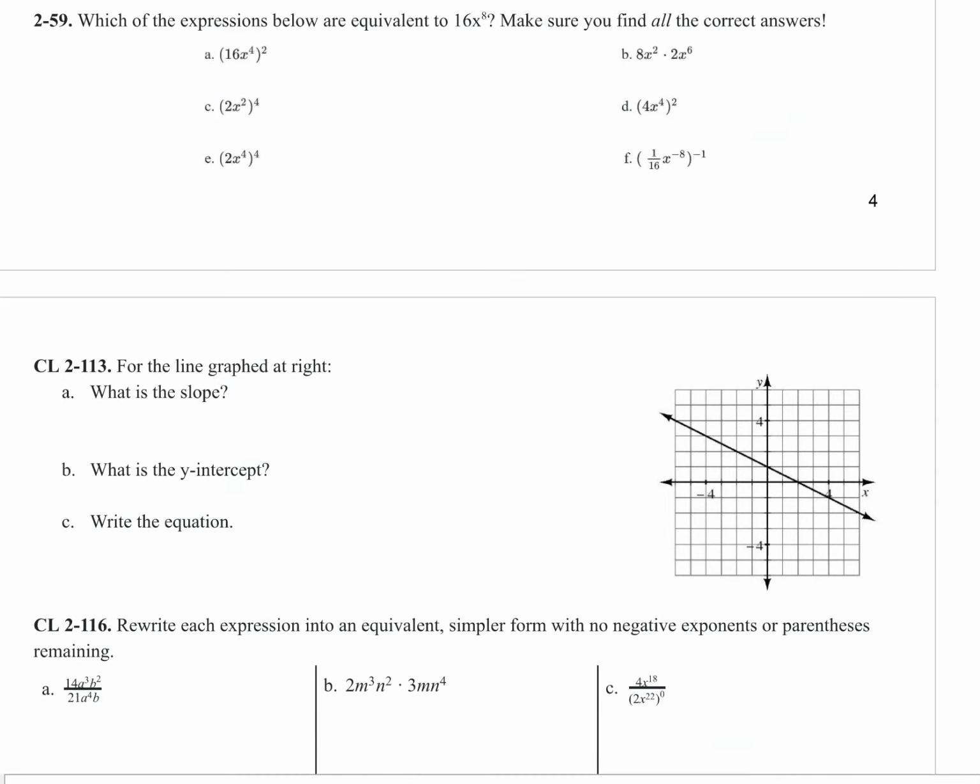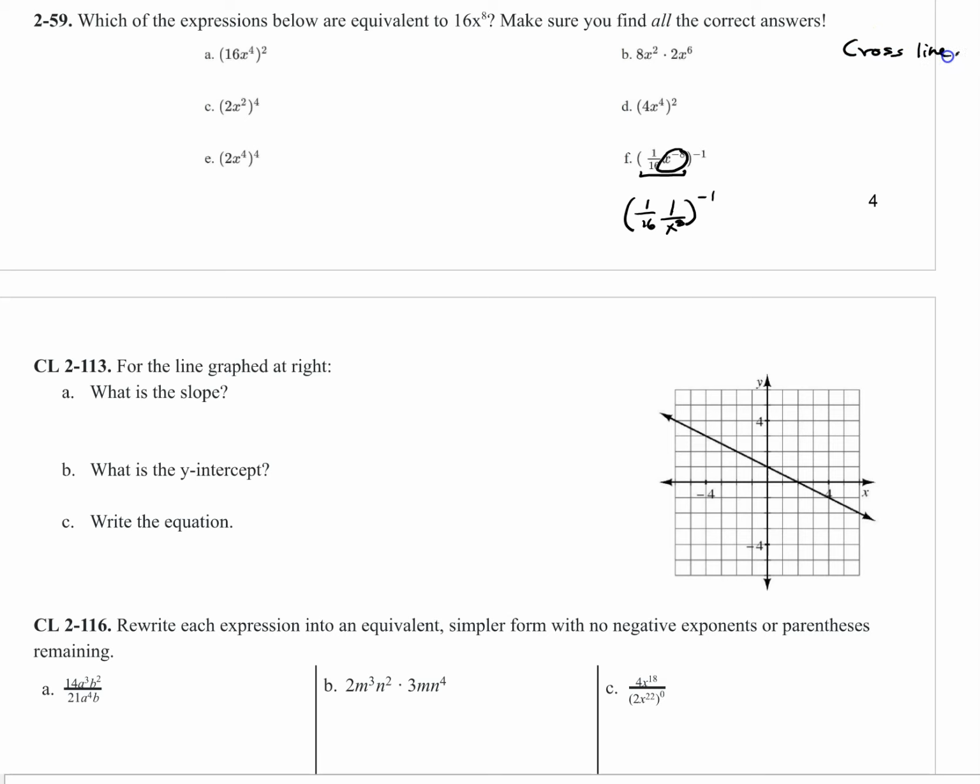All right, which of the expressions below are equivalent to 16x to the power 8? Find all correct answers. All right, so I'll do this one because it's a little trickier. So we have 1 over 16x raised to the power -8. So x to the power -8, we're going to rewrite that. And I'm going to leave the -1 alone for a second. So it's 1 over 16. And then, if you remember, this just becomes 1 over x to the power +8.